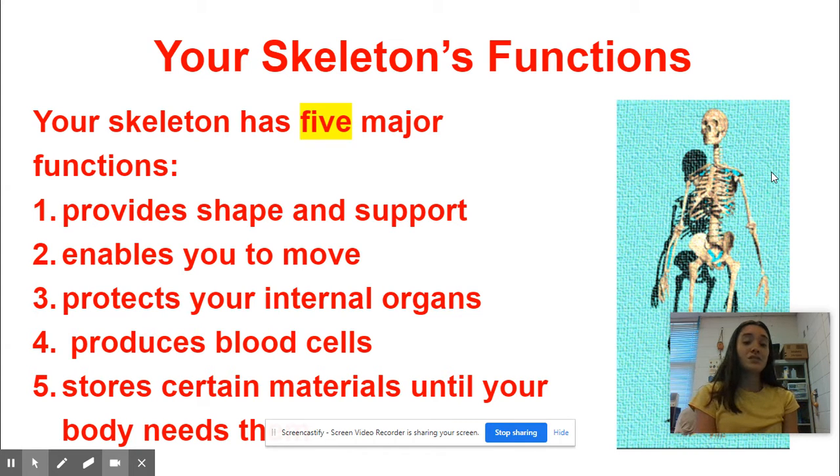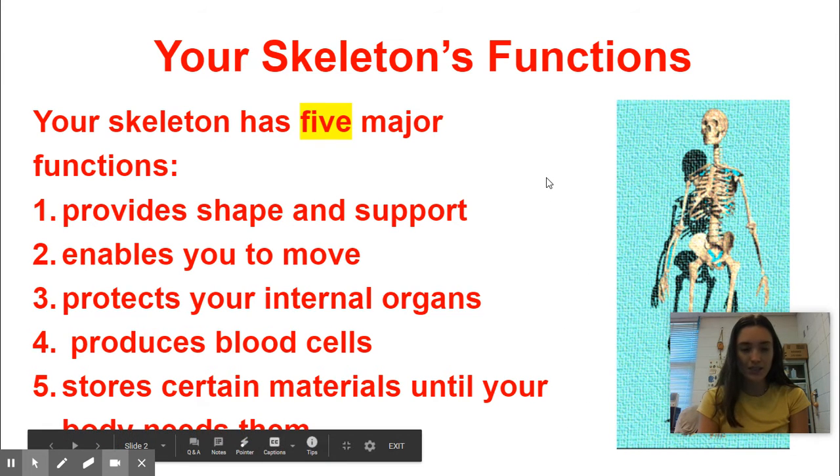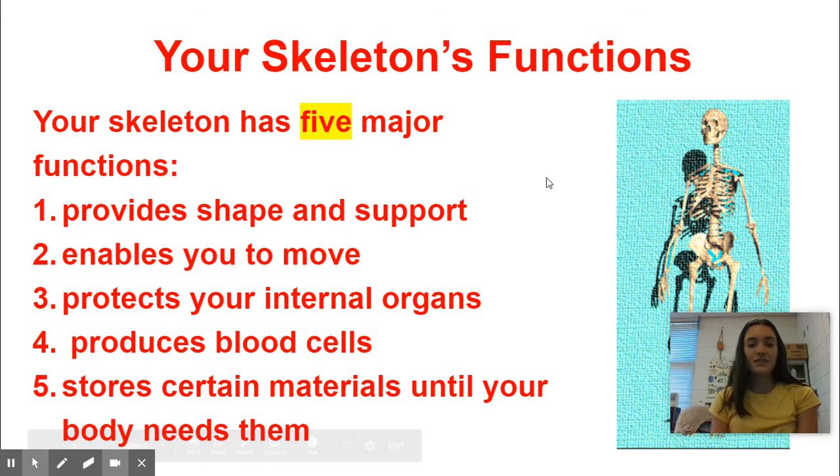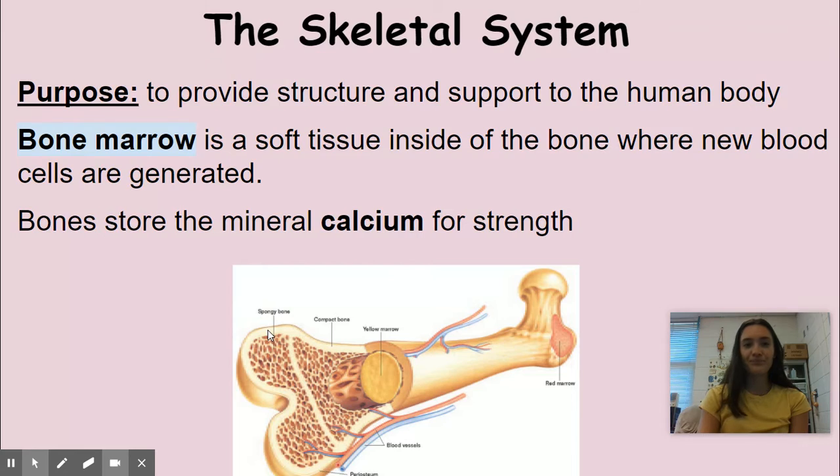The next thing is it produces blood cells. Within your bones, you have something called bone marrow, which we'll talk about in a little bit. Within your bones, blood cells are produced and created. So that's pretty cool. And the next part is it stores certain materials. I'm going to hide this thing so you can see. It stores certain materials until your body needs them. The main material that it stores is calcium. So that's really important to know that your bones store calcium. Okay, so those are the 5 major functions of the skeletal system.